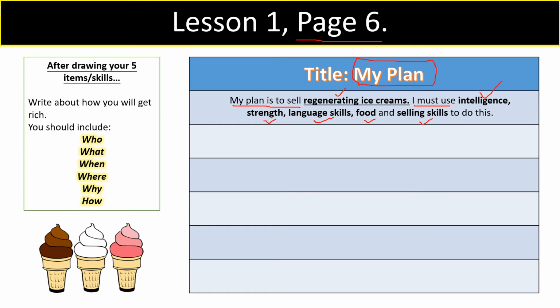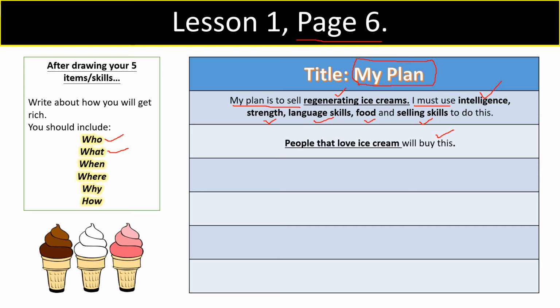Now we're going to start answering the questions. For example, who will buy these ice creams? So my answer is people that love ice cream will buy this. For you, whatever you are selling, you need to write the kind of people that will buy your ice cream. Will it be young people, teenagers, old people, or maybe for animals? You guys need to write down what you think will happen.